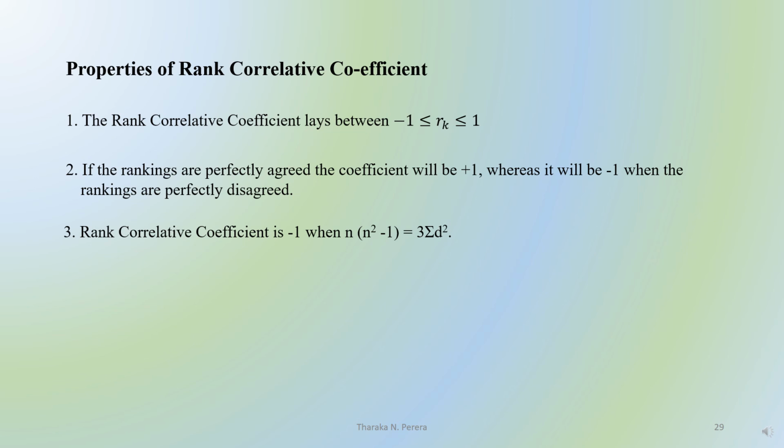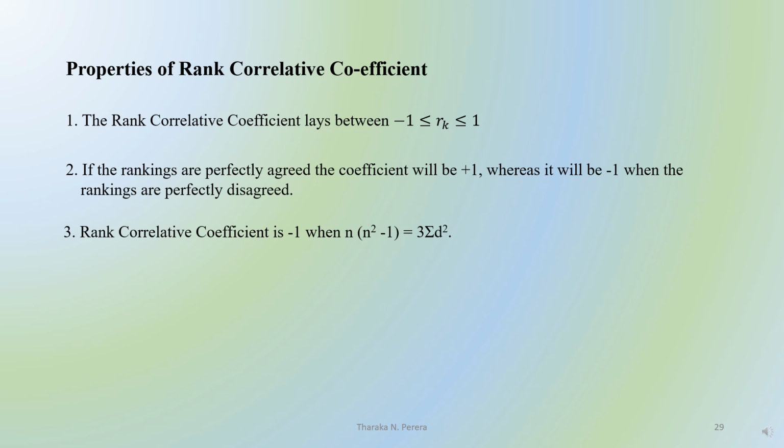As usual, there are both merits and demerits too. On the merits side, it is easy to understand. The rank correlation coefficient is easy to understand compared with the product moment correlation coefficient, and it is relatively easy to compute. It can also be used for qualitative variables. We can use it in both quantitative and qualitative situations. And there are no assumptions for rank correlation.